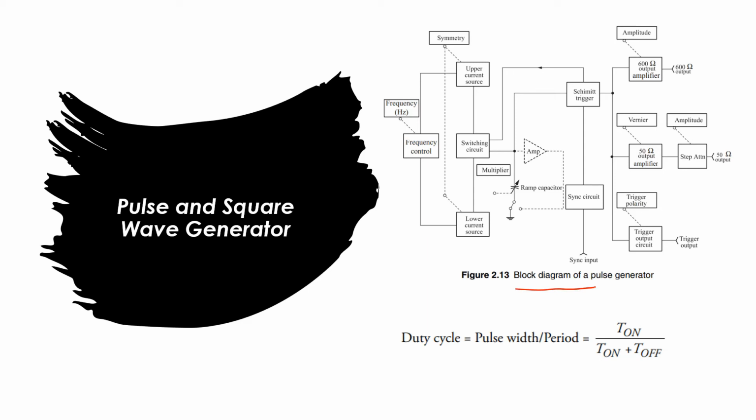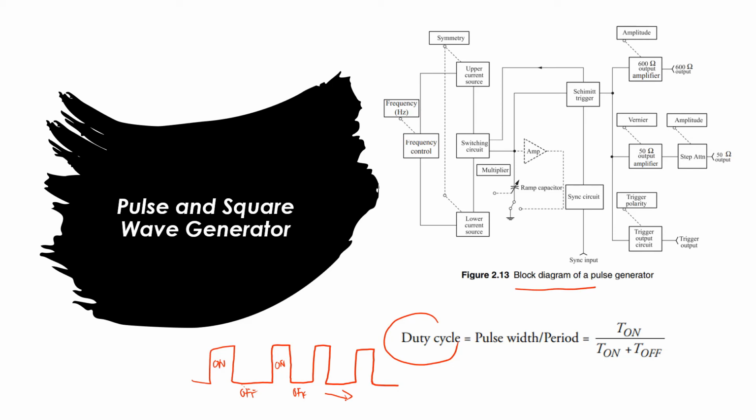And then in the pulse generator, actually we have a terminology called the duty cycle. Duty cycle is the pulse width per period. So if we have a pulse like this, this is the on, and this is the off, on, off, and so on. So the duty cycle is the on period per the total period.